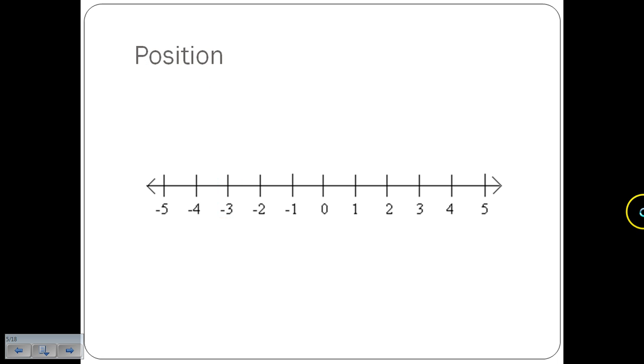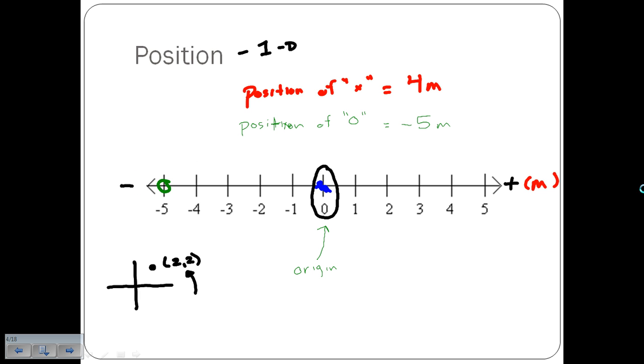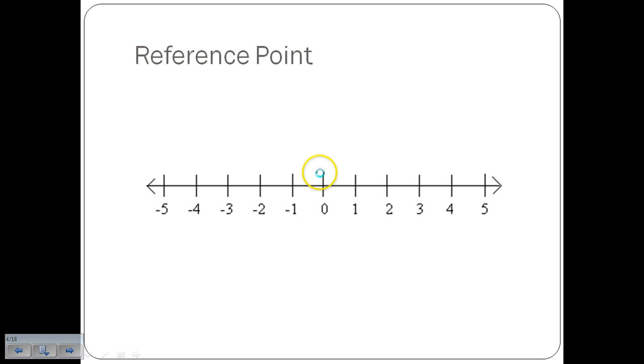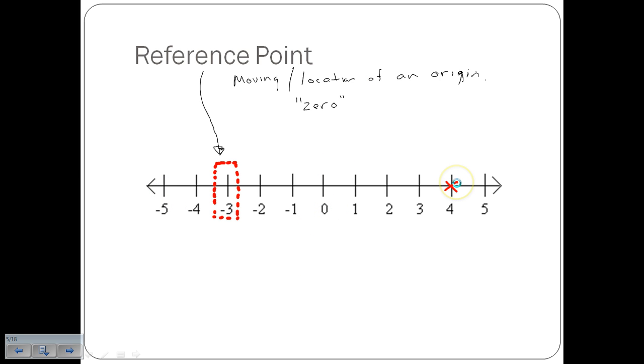Now let's take a look. When we were back here under position, right, we had, and my red X somehow disappeared. So my red X was at 4 meters here, right? And then my green circle was at -5, my blue squiggly was at 0. So if I transfer those positions over here, here's my red X here, and my green circle's over here, and then my blue squiggly is right here.